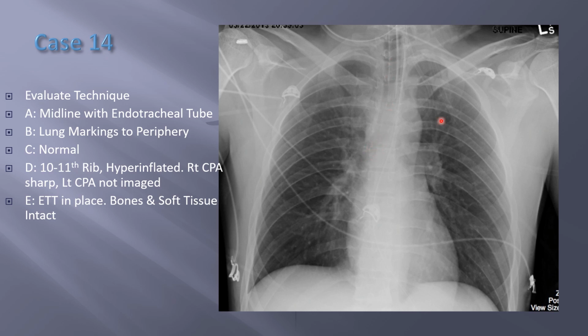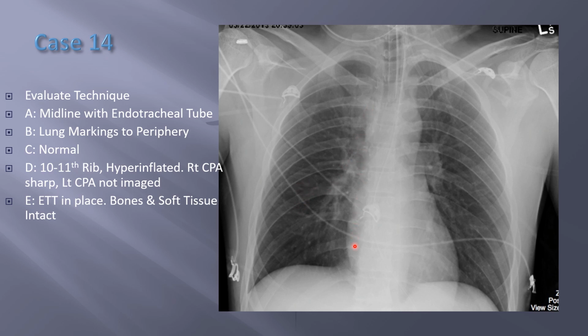So there's a midline. B, lung markings. I see all this wispy lung markings all the way out to the periphery. I don't see any consolidation or opacities bilaterally. I can see the costophrenic angles. This one's a little bit cut off, but this one is nice and crisp.